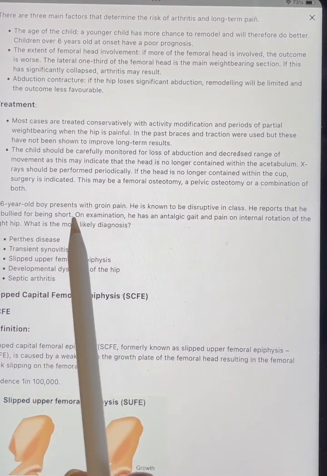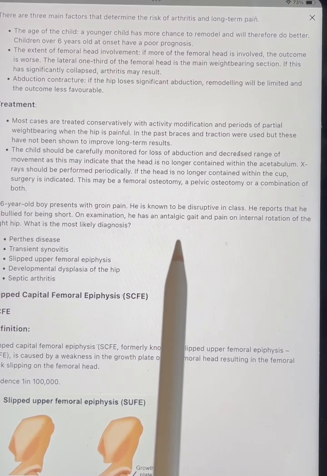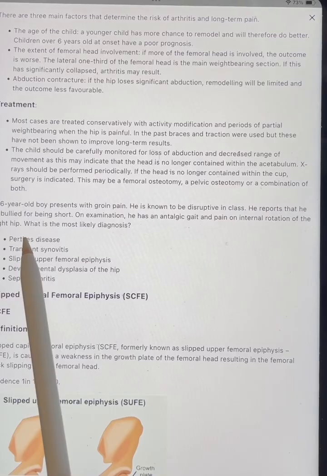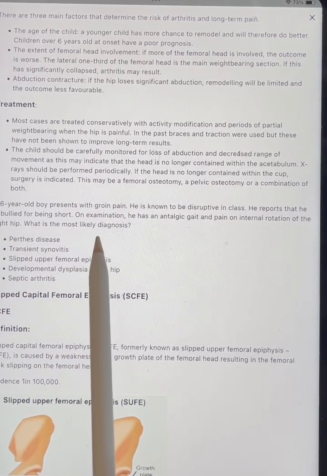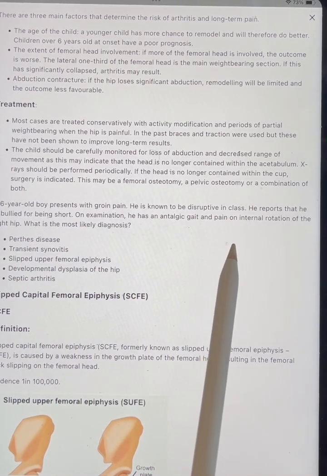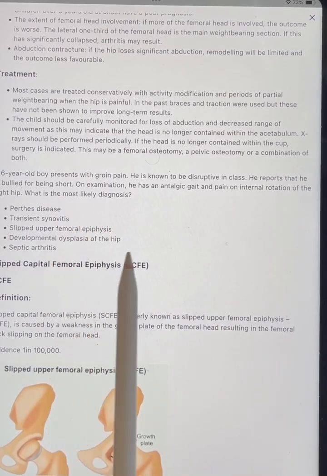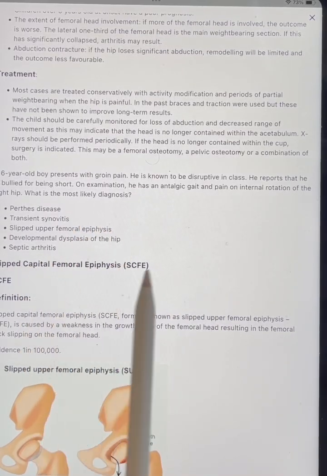Now, a 6-year-old child with a gross pain, he is known to be disruptive in class. He reported that he is bullied for being short, and on examination he has an antalgic gait and pain on internal rotation. So the differentials are Perthes, transient synovitis, developmental dysplasia of the hip joint, and septic arthritis.